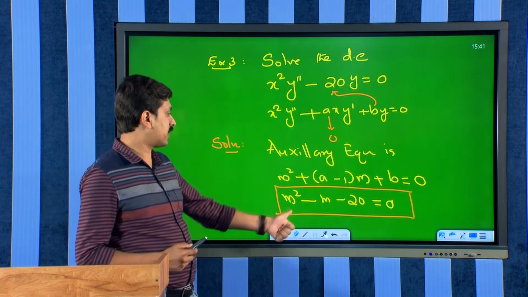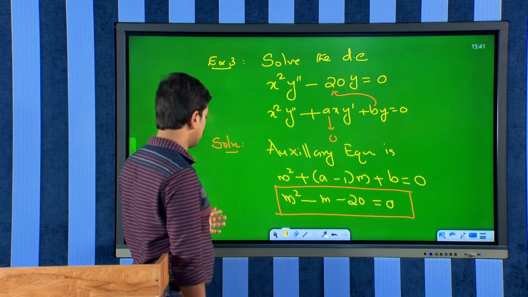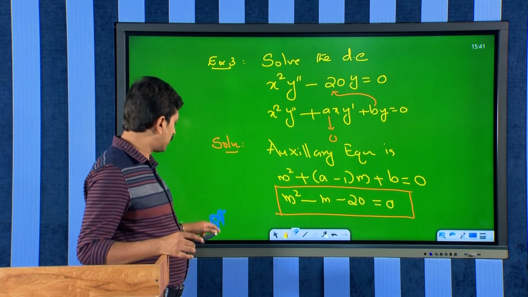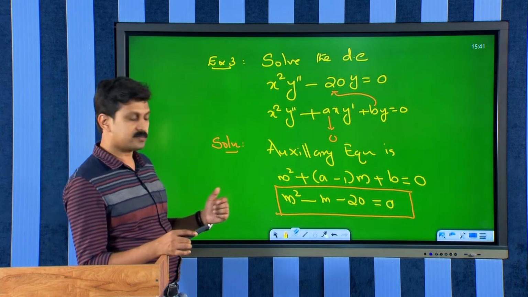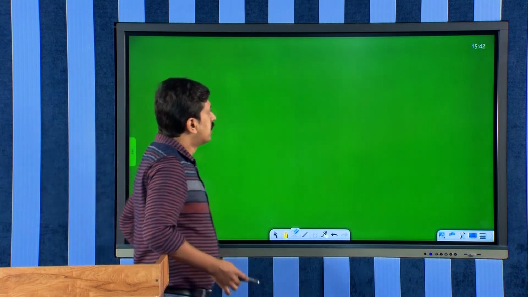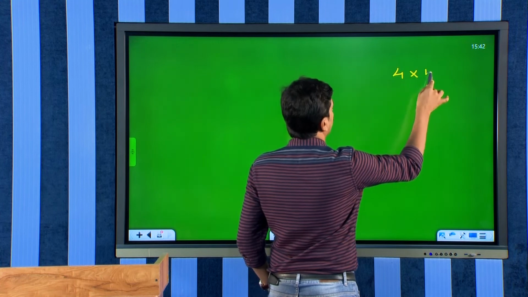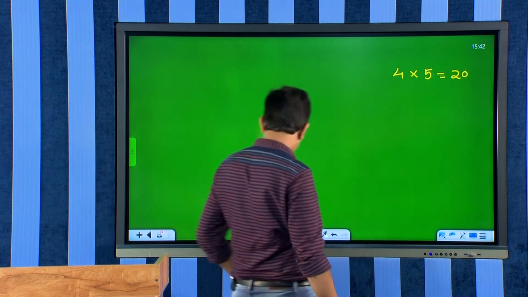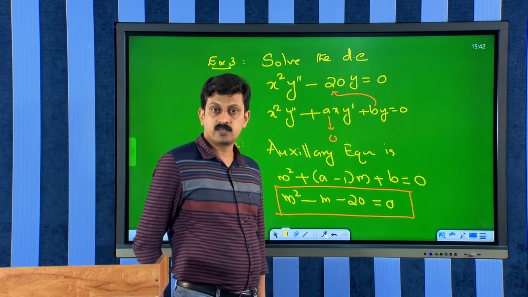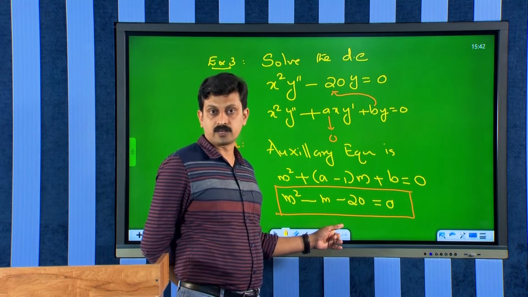See, dear students, here we have a quadratic equation. We have to find two values. You can use the formula minus b plus or minus root of b square minus 4ac by 2a. The same formula you can use, no problem, but we have a simple method. We have to find two values, say 4 and 5. 4 into 5 is equal to 20, and we have to get minus 20, so one should be negative, and we have to get their sum equal to minus 1.